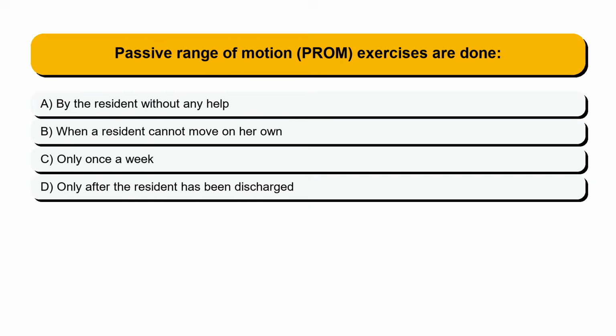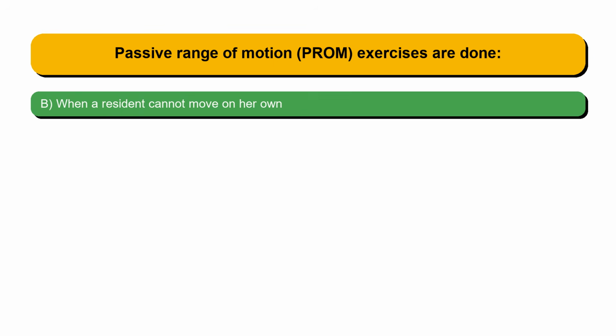Question 77. Passive range of motion, PROM, exercises are done. Option A, by the resident without any help. Option B, when a resident cannot move on her own. Option C, only once a week. Option D, only after the resident has been discharged. The correct answer is option B, when a resident cannot move on her own.